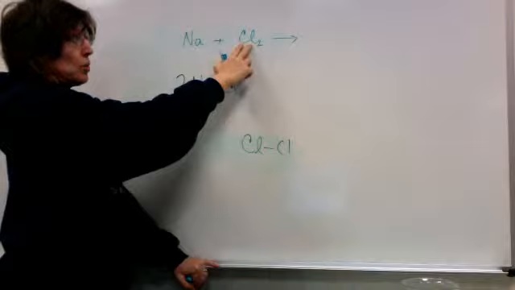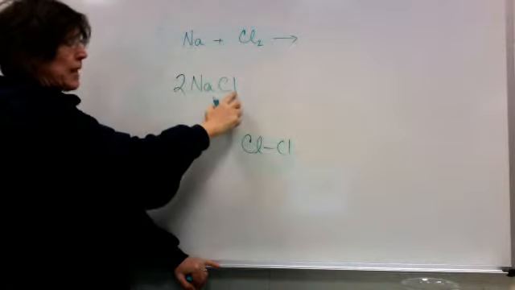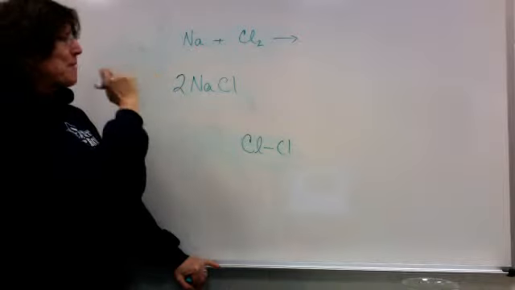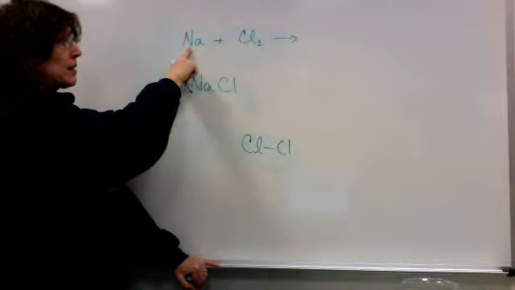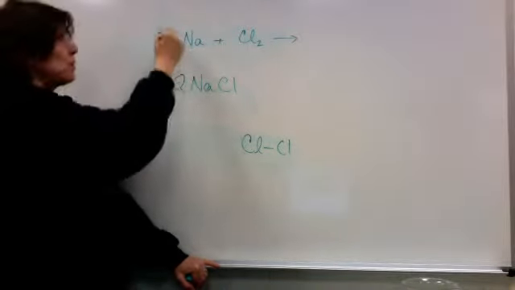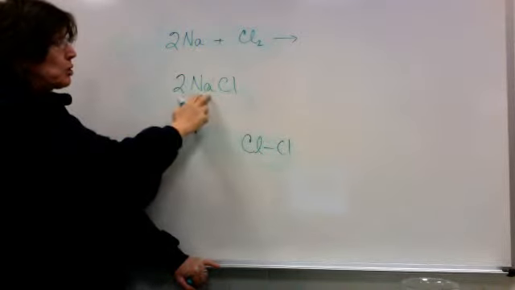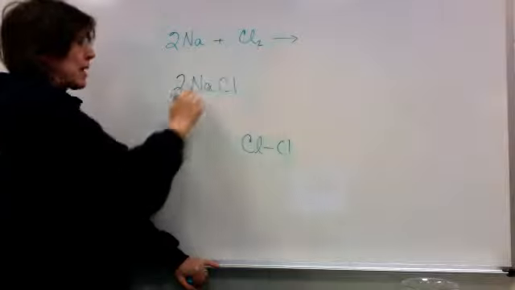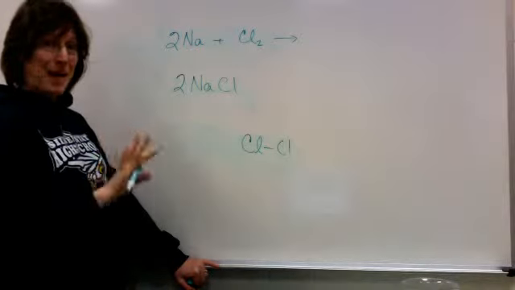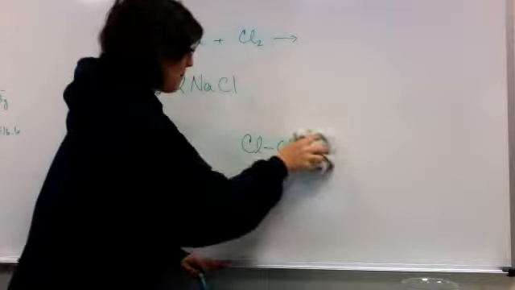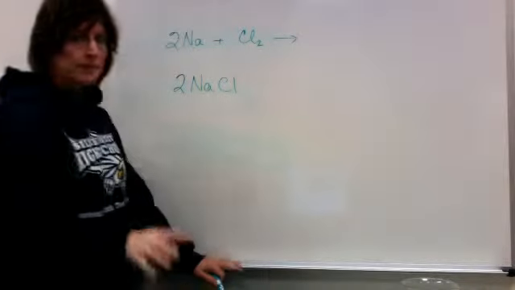I've got 2 chlorine atoms here. I've got 2 chlorine atoms here. The sodiums are messed up though now, because I start off with 1 sodium atom, I end up with 2. I'm going to put a 2 in front here. So I'm going to start off with 2 sodium atoms, I end up with 2 sodium atoms. I start off with 2 chlorine atoms, I end up with 2 chlorine atoms, and I've got a balanced equation. You can only work with a balanced equation for stoichiometry problems.